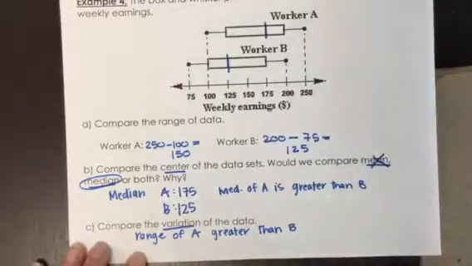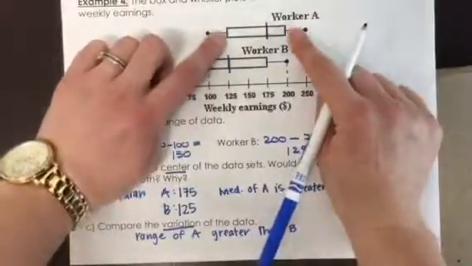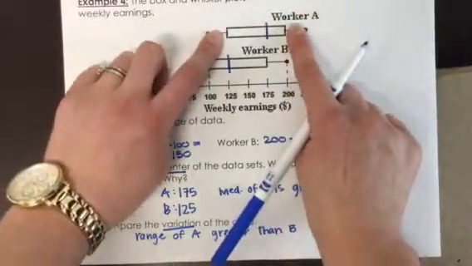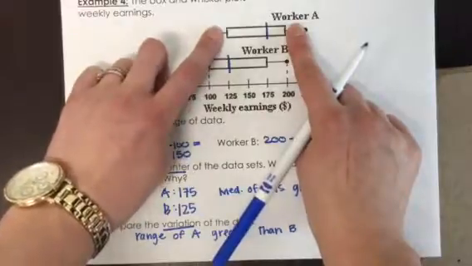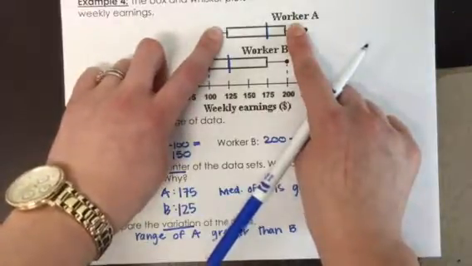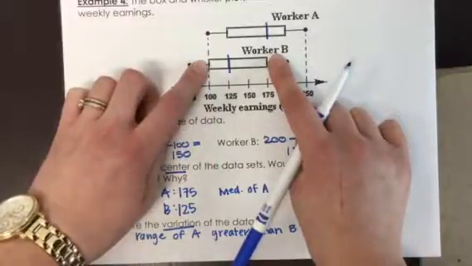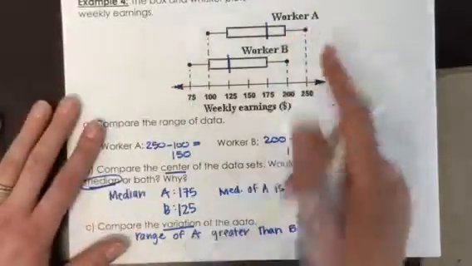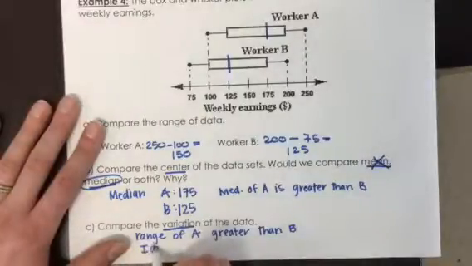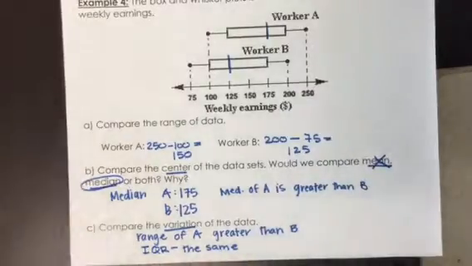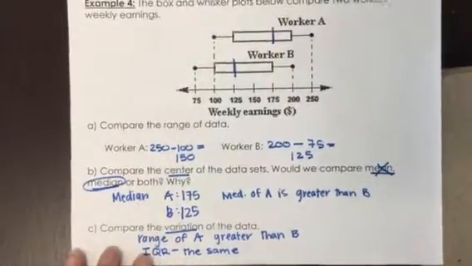Now I've got a challenge for you. Let's look at the box. You'll notice the IQR, our interquartile range, goes from 200 to 125, so it's 75 for worker A. If you go to the interquartile range for worker B, it's also 75. Our boxes are the same size. So if we look at the IQR, they are actually the same. So that's two ways that you can interpret the variation of these box and whisker plots.